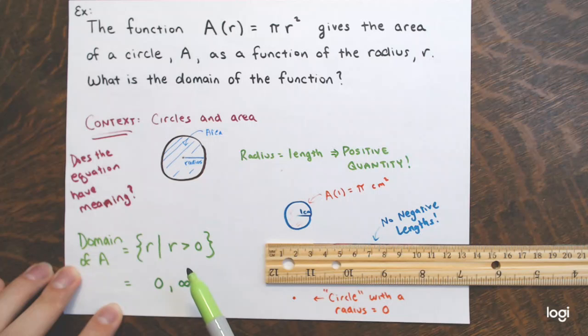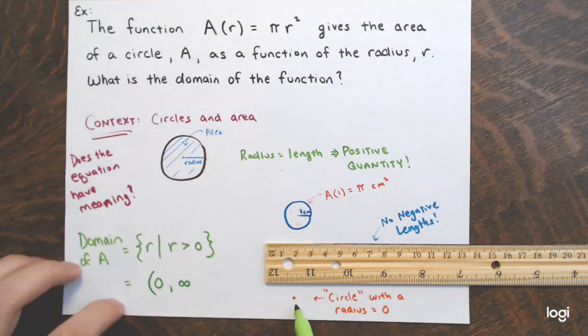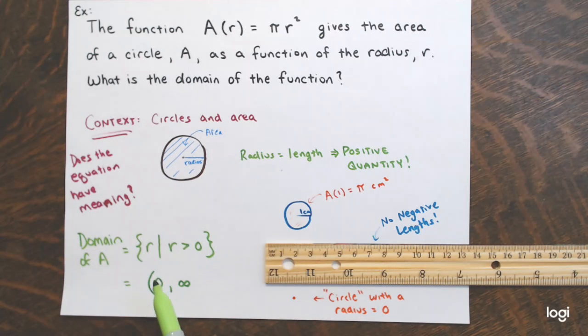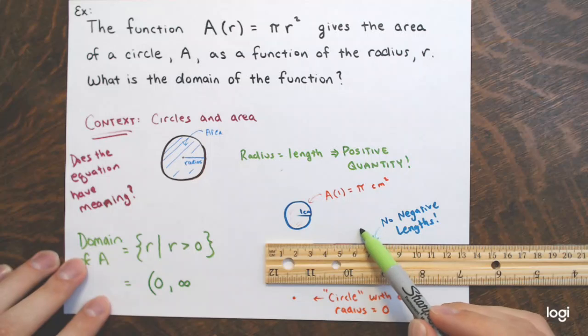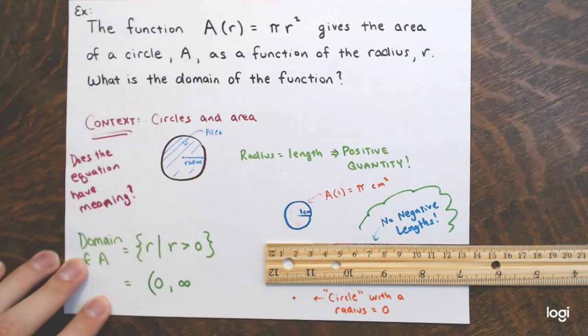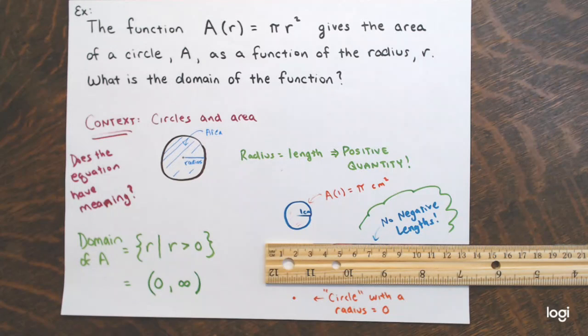It's not impossible, but I'm saying that a radius of 0 isn't really a circle. Again, a radius of 0 is a dot. Now, if you'd like to put the square bracket on here, say that a dot is technically a circle, that's also fine. I'm just making sure that we're not including negatives, okay? And then infinity, always a parentheses on infinity. All right. So just be careful.